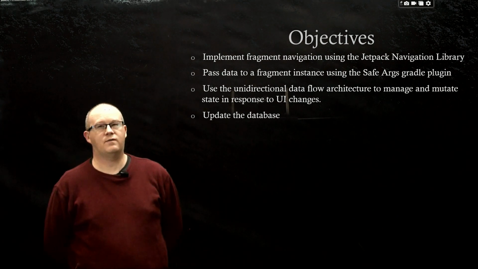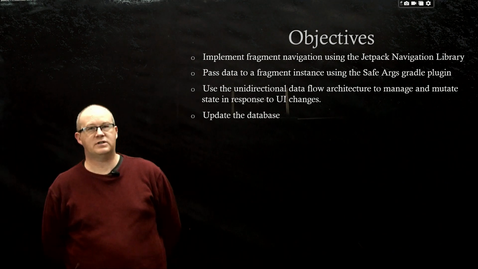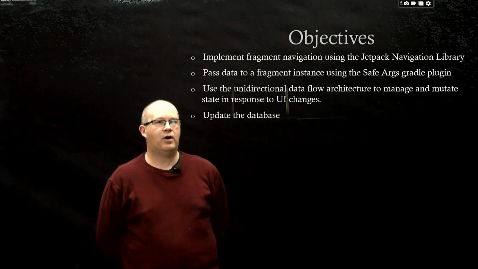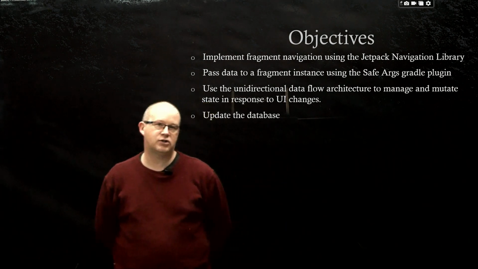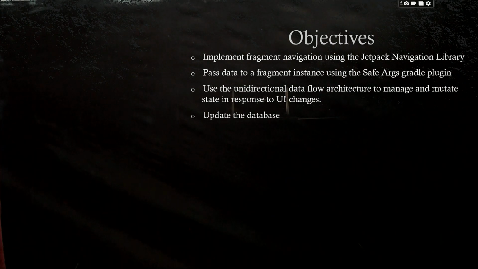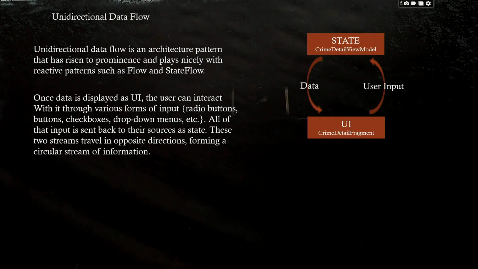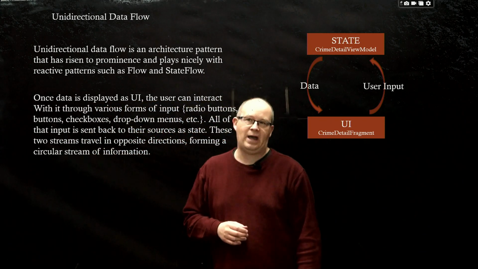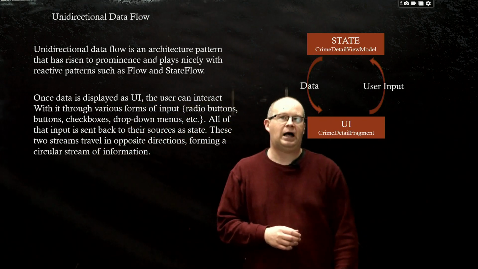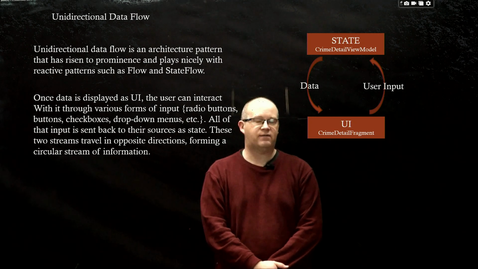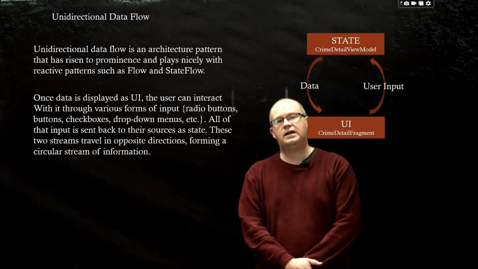We're in video 3 of chapter 13. We are going to implement unidirectional data flow architecture. That way we can manage and update our data as it goes back and forth between our database and the user. So unidirectional data flow is an architecture pattern that's become popular, and it works fairly nicely with flow and state flow. So here's the idea.